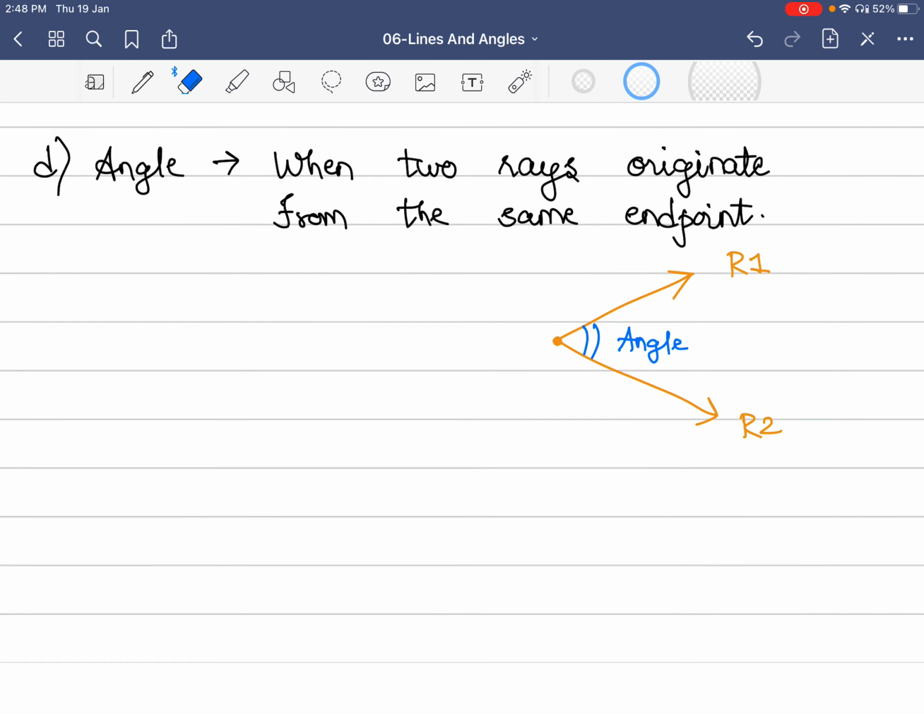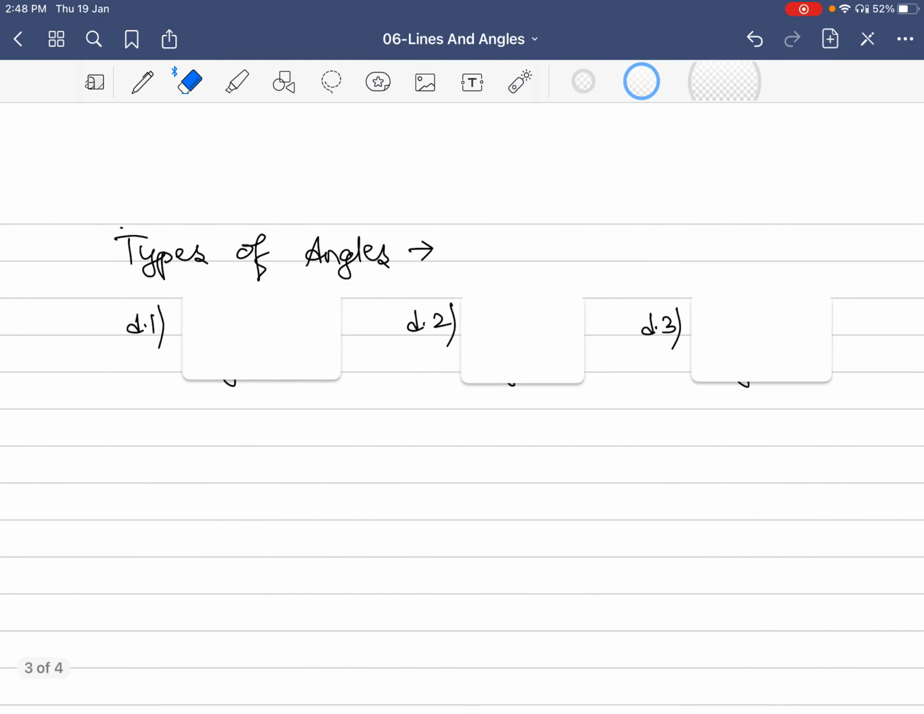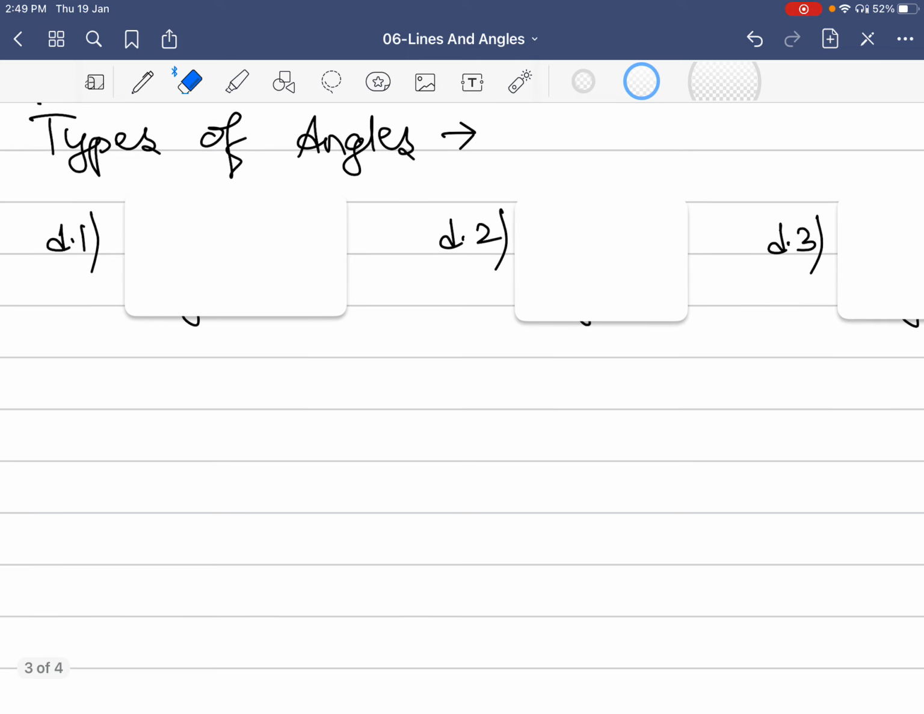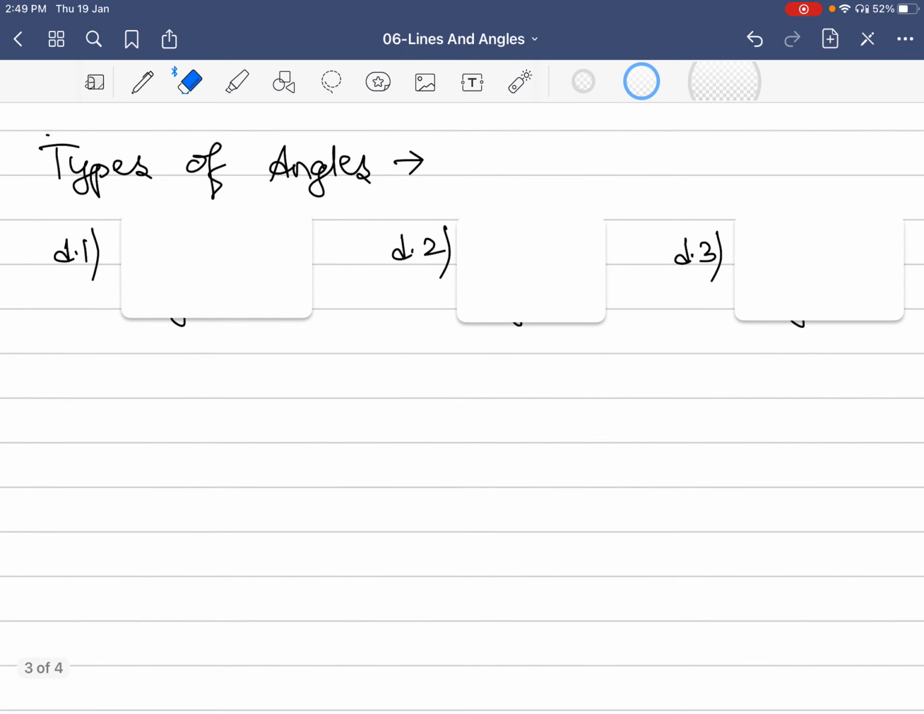Now in terms of angle, we have lots and lots of different types of angle based on their measure, based on the way they interact or intersect with each other. So we're going to see each and every type of angle that exists, which will help us to further study this chapter of lines and angles. So let's start with quite simple and obvious definitions of types of angles based on their measure.